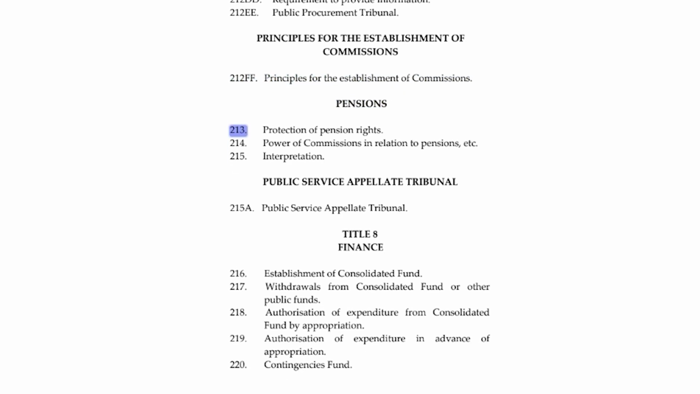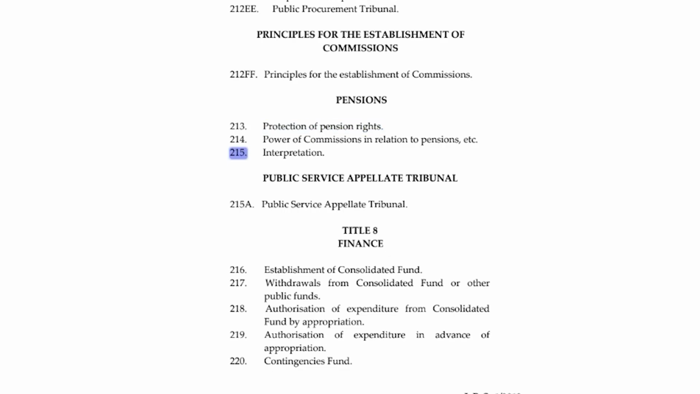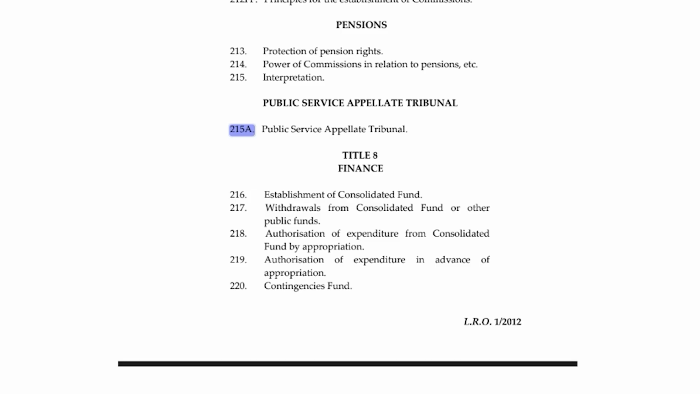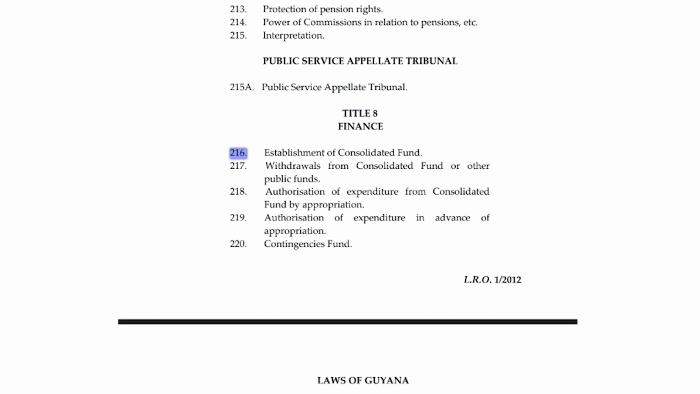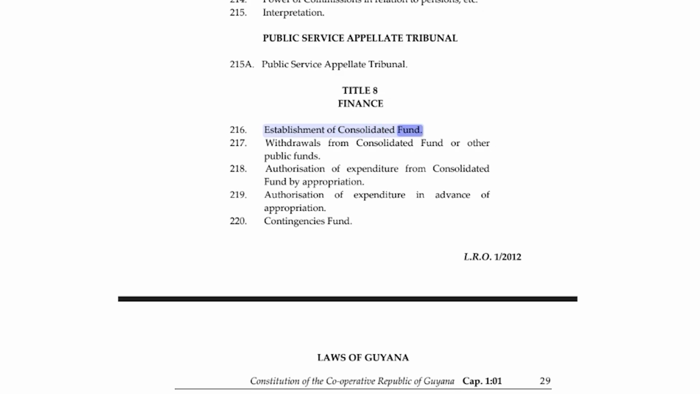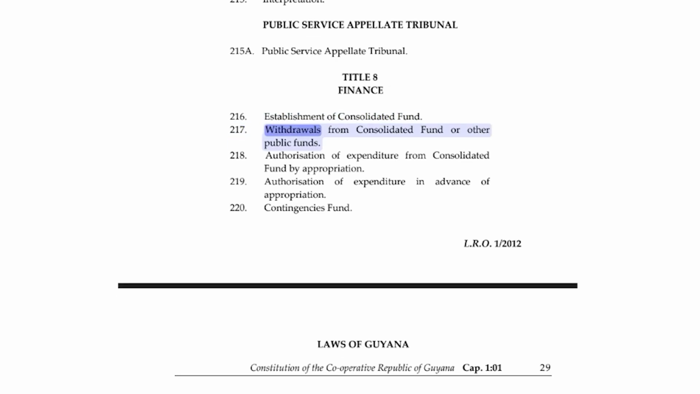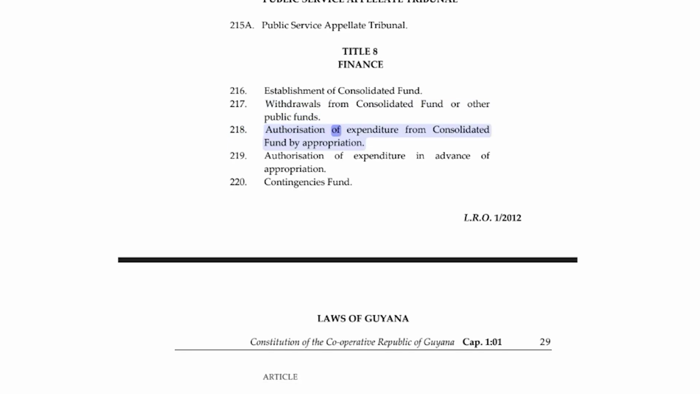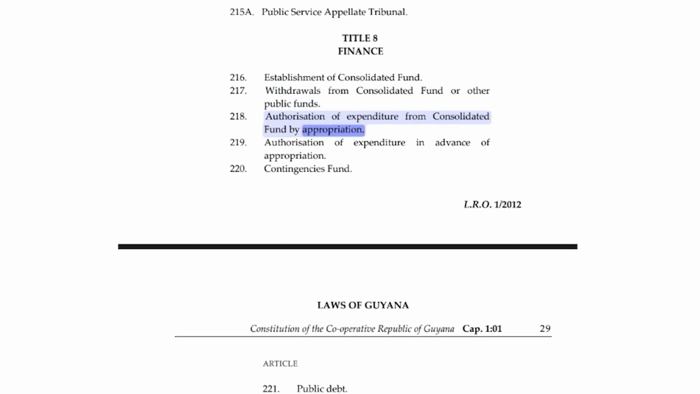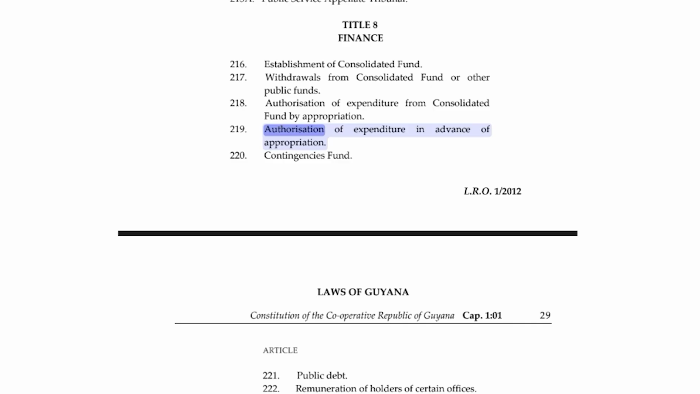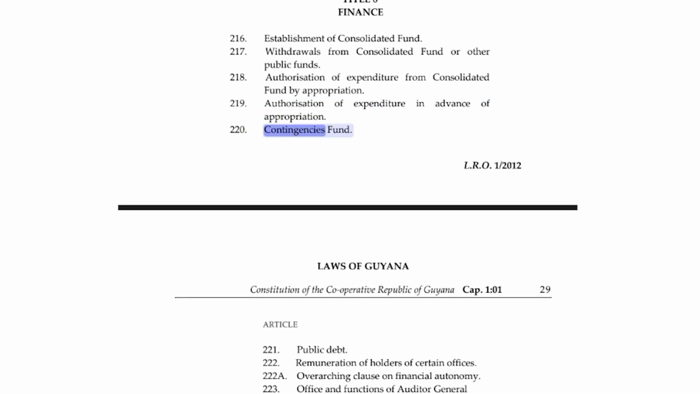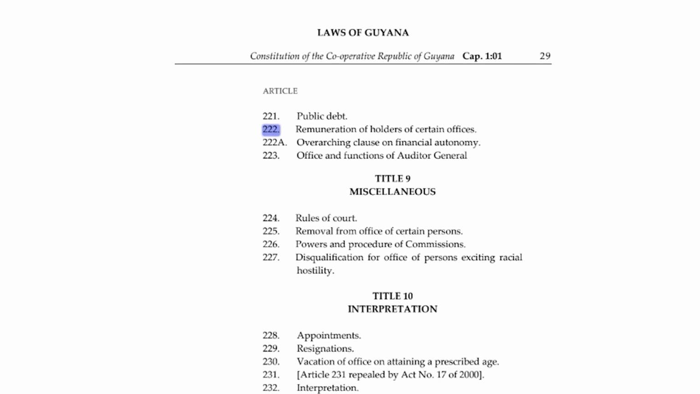Pensions. 213. Protection of pension rights. 215. Interpretation. Public Service Appellate Tribunal. 215A. Public Service Appellate Tribunal. Title VIII, Finance. 216. Establishment of Consolidated Fund. 217. Withdrawals from Consolidated Fund or other public funds. 218. Authorization of expenditure from Consolidated Fund by appropriation. 219. Authorization of expenditure in advance of appropriation. 220. Contingencies Fund.